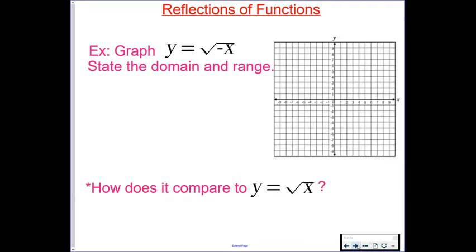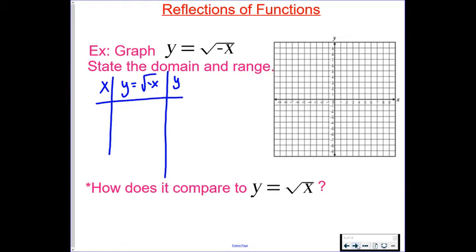Let's try another one. Y equals the square root of negative x. So I'm going to put some ordered pairs again. Negative x. And there's my y's. I'm going to pick just some x values. Again, I'm going to be selective because it's a root. You can't take the square root of every number. So I'm going to pick specific ones. Negative 4, negative 1, and 0.